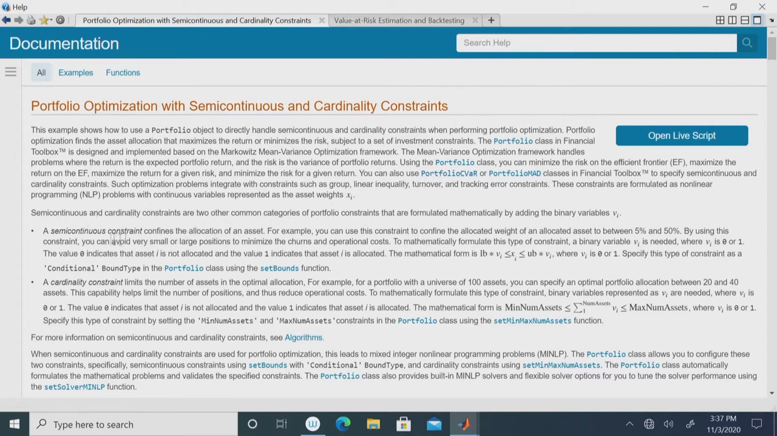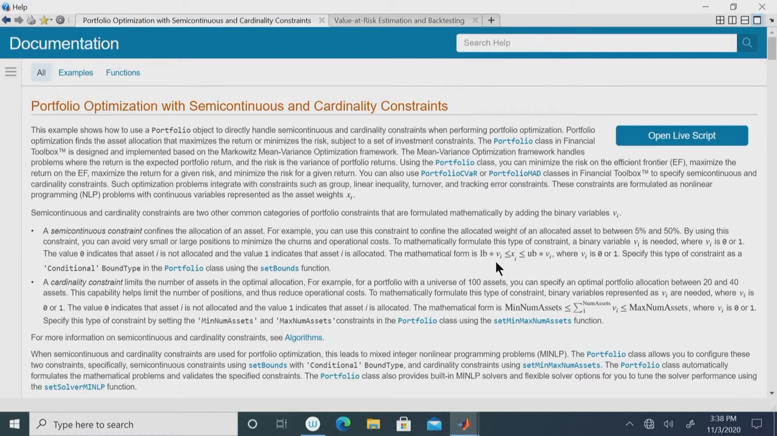So, the two categories that we have is the first one is the semi-continuous constraint. So, in this constraint we will confine the allocation of an asset. To mathematically formulate this, we basically say that we will have a binary variable Vi, which is going to take the value of 0 or 1. So, when Vi is equal to 0, this means the asset has not been allocated. And when Vi is equal to 1, that means the asset has been allocated. Xi is essentially the weight of the ith asset.